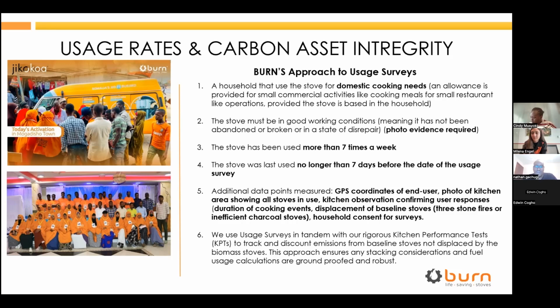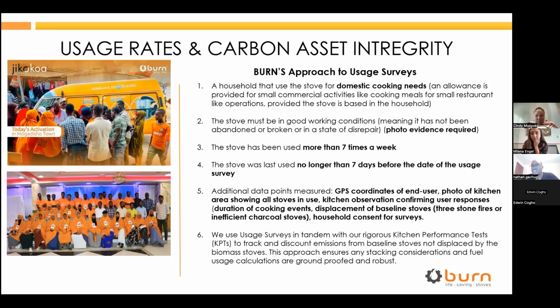We also want to make sure that we're capturing as rich data as possible, including the GPS coordinates and field observations. Are there ashes on the stove? Are there embers that would indicate that the stove has been used within a reasonable time before our surveys? And so we want to make sure that all of these activities are also correlated with factual, actual measurements. Whenever we do our usage surveys, we also roll out separate campaigns for what we call kitchen performance tests. Whereas kitchen performance tests do not give us a good indication of usage, they do allow us to get a very real position in terms of how many stoves households are using.